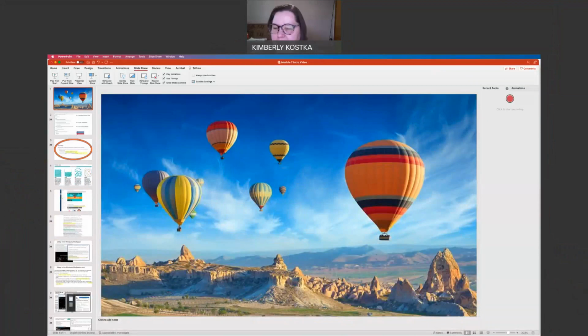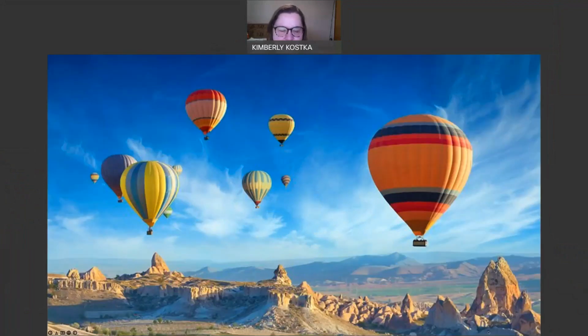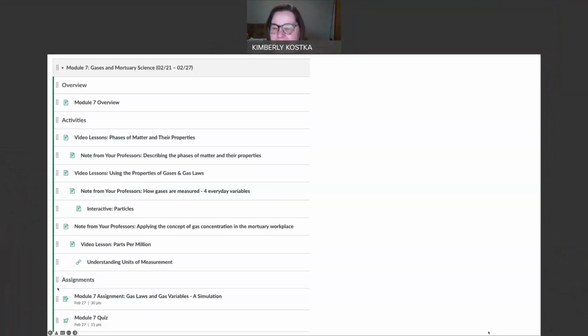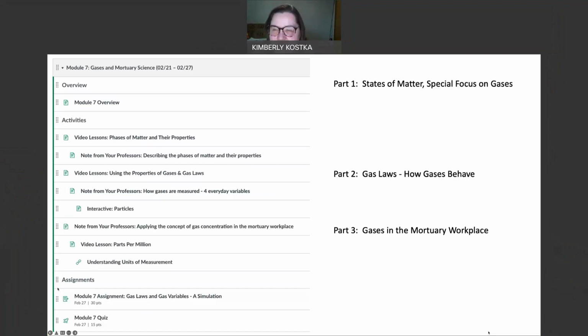Let's go ahead and start our slides. Module 7 is focused on gas laws, and here's this beautiful, hopefully inspiring image of what we might do with gases. We might fill balloons with them and go for a trip. But what we're going to be doing is taking a look at 3 different parts. Part 1, states of matter, Part 2 on gas laws, and Part 3 on gases in the workplace.